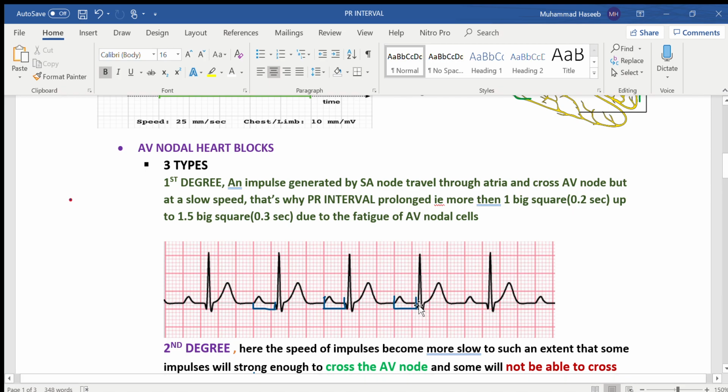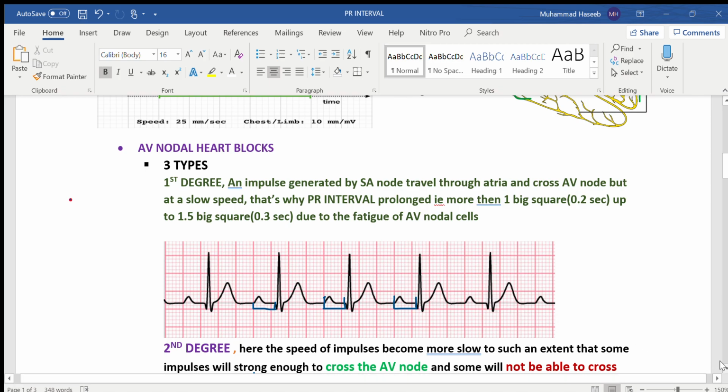And notice that all the impulses generated by the SA node, the atrial depolarization, will enter into the ventricle, and the QRS complex is there. That means all the impulses generated at the SA node will cross the AV node. It will take more time with a prolonged PR interval, but ultimately they will cross the AV node, enter into the ventricle and lead to ventricular depolarization. So the QRS complex is very much attached with this prolonged PR interval.